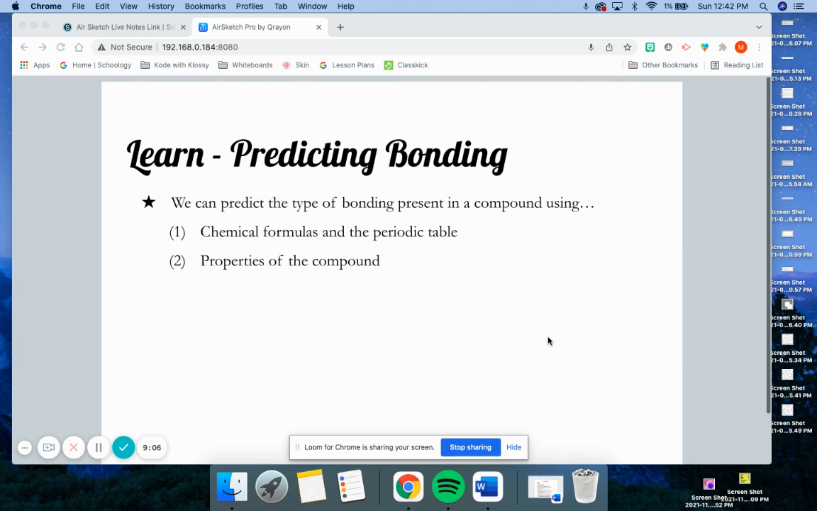The reason that we're learning about all of these different types of bonding is, one, so that we can understand why the properties of different chemical substances are the way that they are in future units, and also so that we can predict some of the properties and the types of bonding present in compounds when we see them. We can predict the type of bonding present in 2 ways. One, we can look at the chemical formulas for that compound and use the periodic table. And 2, we can use the properties of the compound.